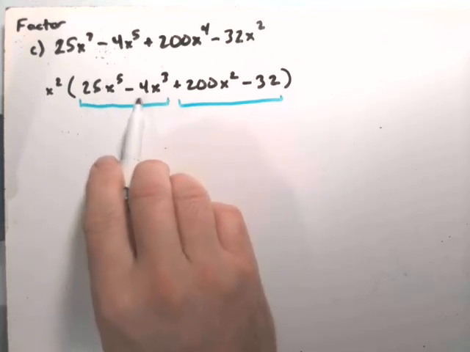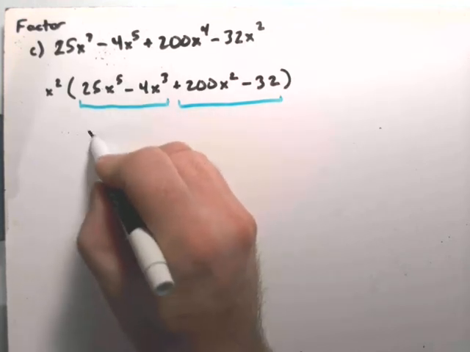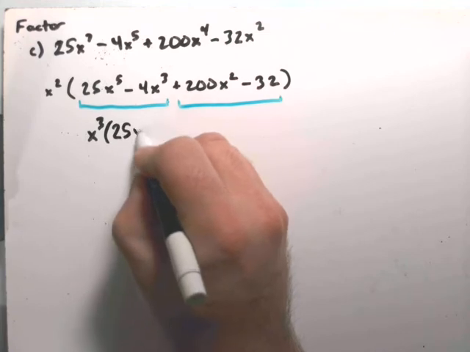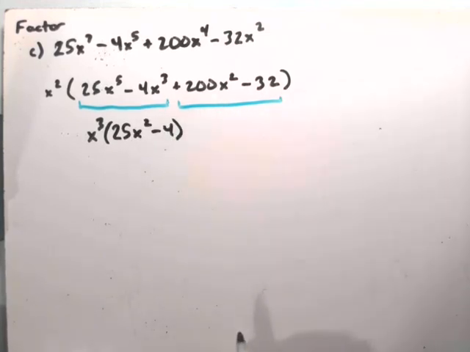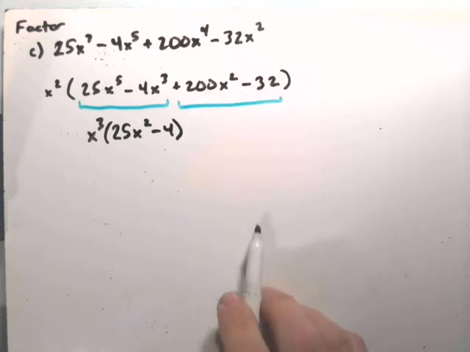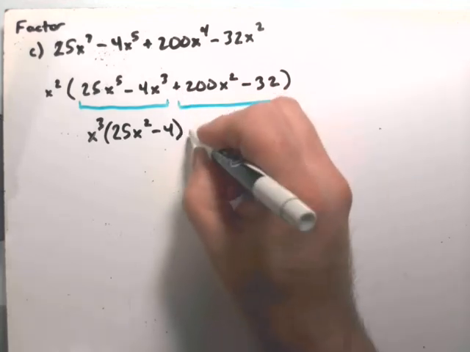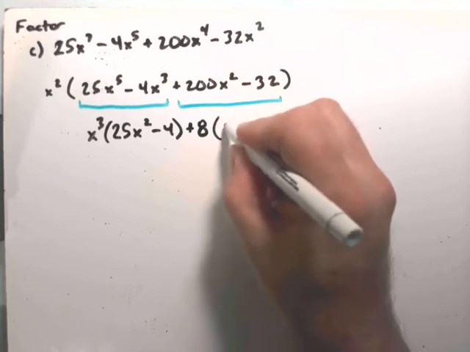Looking at the first two terms, our numbers don't have anything in common, but we do have an x cubed in common with both of those terms. Looking at the last two terms, we have an 8 in common. I could factor out a positive or a negative 8. I'm going to choose a positive because the first term in the last group does start with an 8.